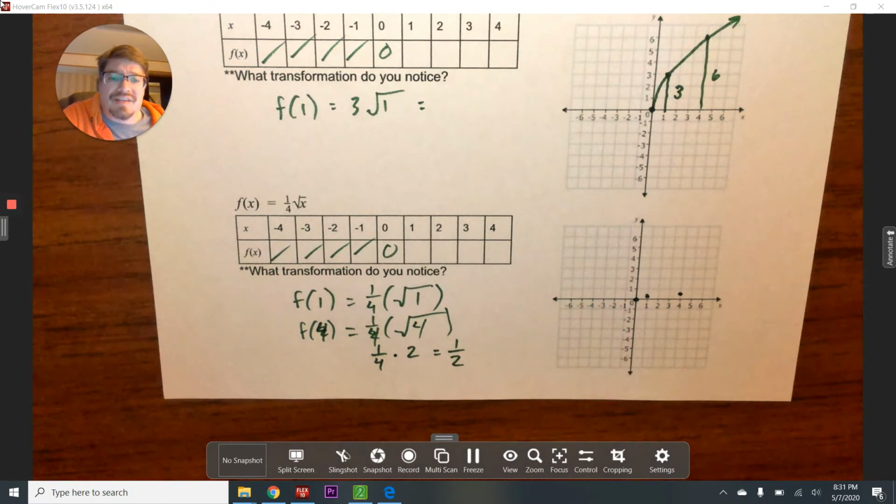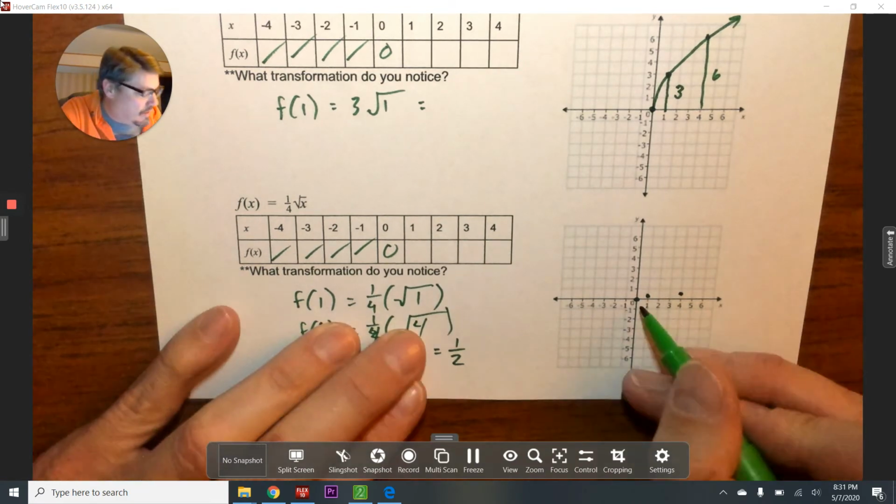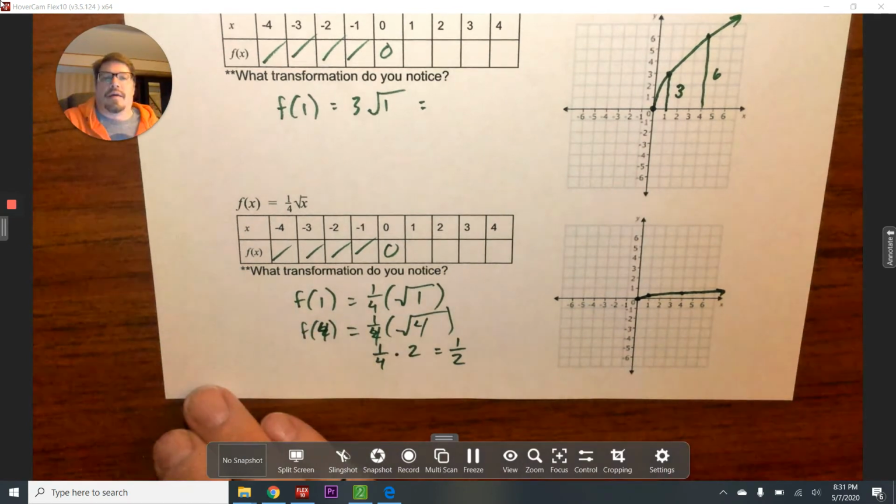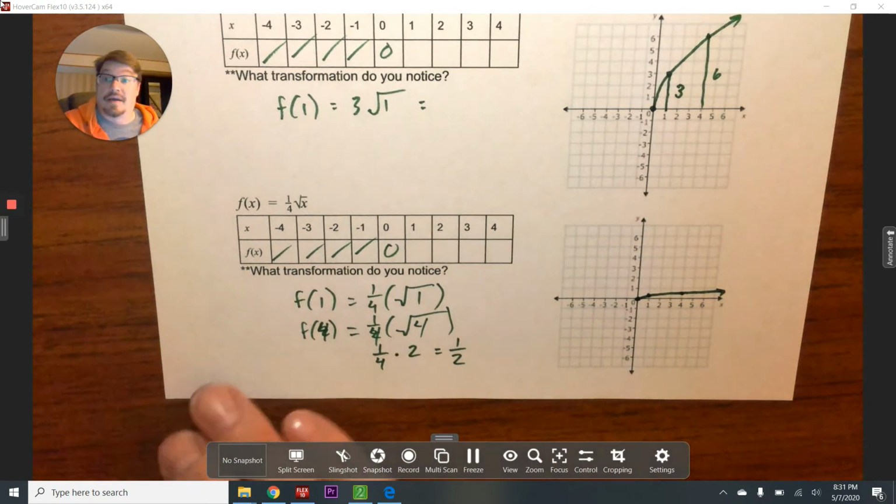So this is a very, very small, very large compression towards the x-axis when it's a fraction. So this is definitely good enough for us to graph. Okay, all right, and that's what that does. So look out for those.